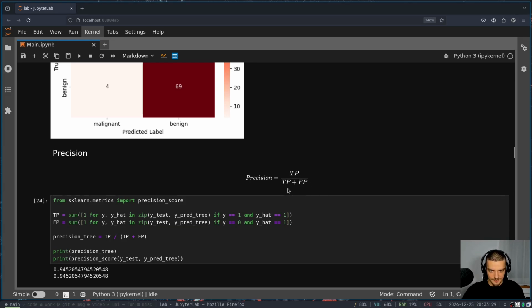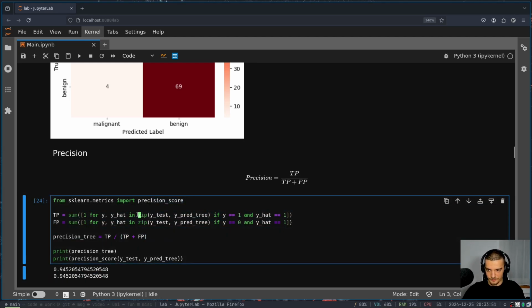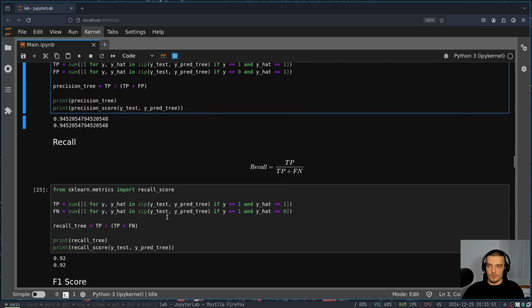So whenever I say something is positive, whenever I classify something as positive, I want to know how many times as a percentage am I actually correct about this. So how many of my positives are true positives and not false positives. So you can see that if I do this manually here, I get the same thing as when I use the precision score from scikit-learn. And then we also have the other part of that, which is the recall.